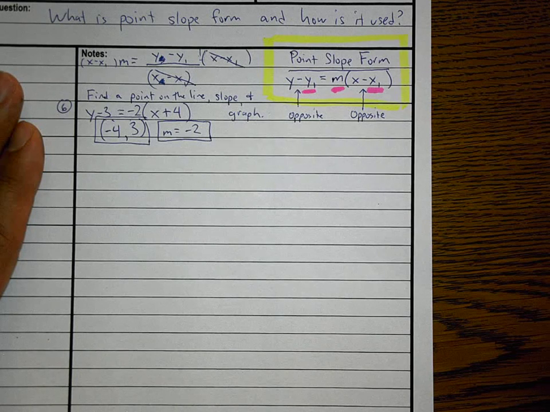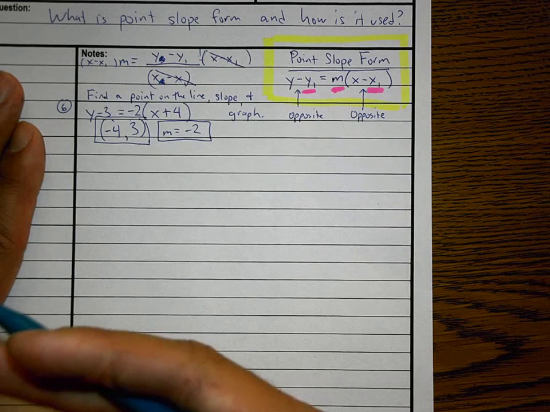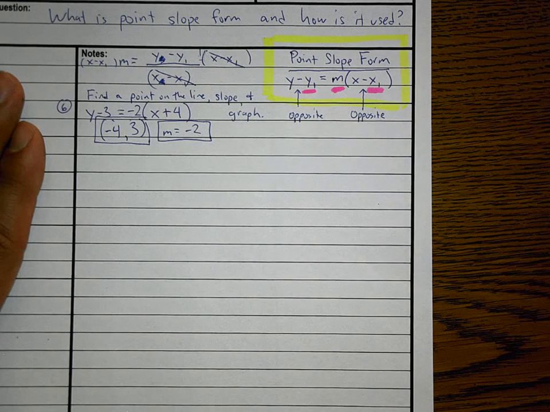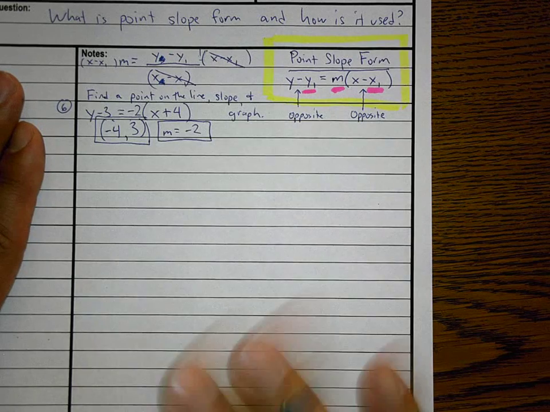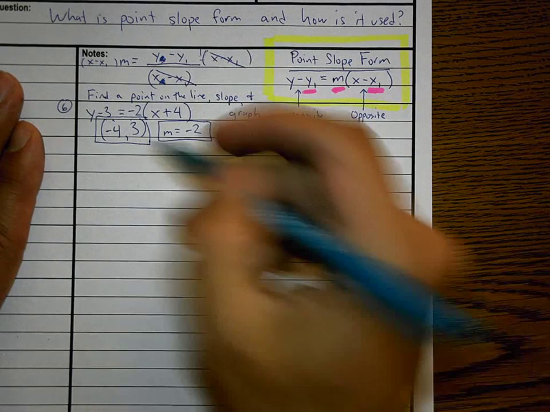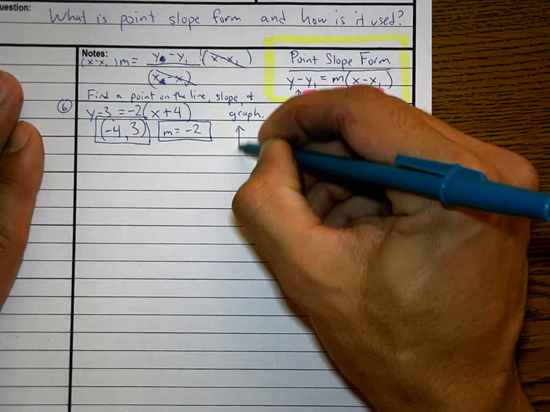And the last thing we have to do is graph it. Now, the reason why graphing point slope is easier than slope-intercept form is because we don't have to worry about the y-axis anymore. So let's draw a grid real quick. Here's my grid.